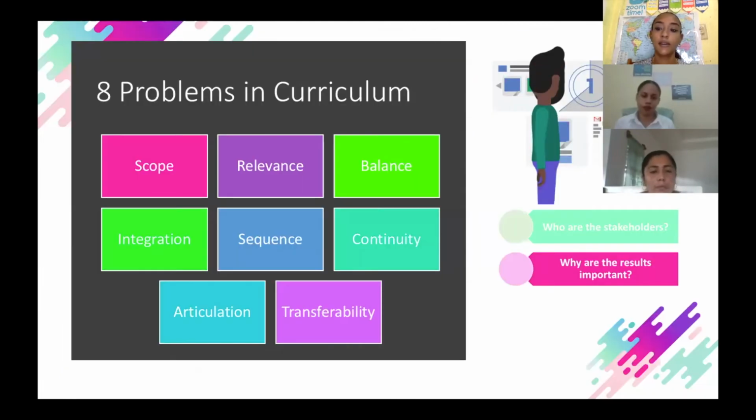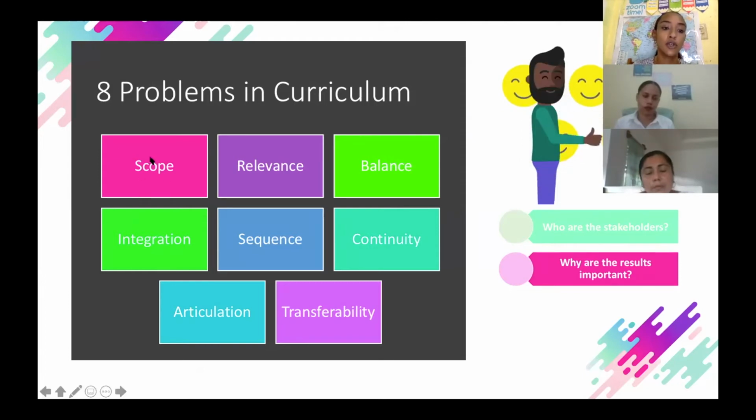Curriculum evaluation provides quality control in education, and therefore we must look at the 8 problems in curriculum. The scope is what is the breadth of the curriculum. It is what we are teaching. It is the content and the activities that we will use.